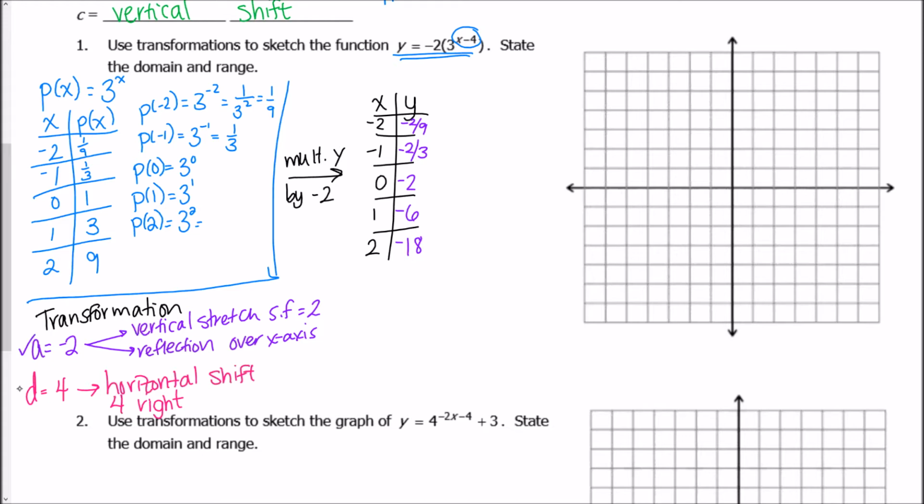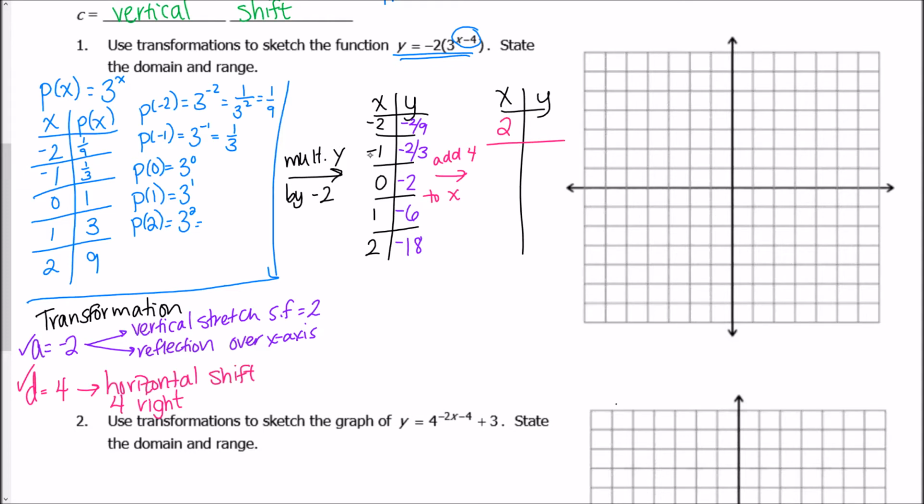Then I need to move everything 4 units to the right. So I'm going to add 4 to all of my x values, because to the right means that my x values are the ones that are changing. So when I add 4 to -2, I end up getting 2.